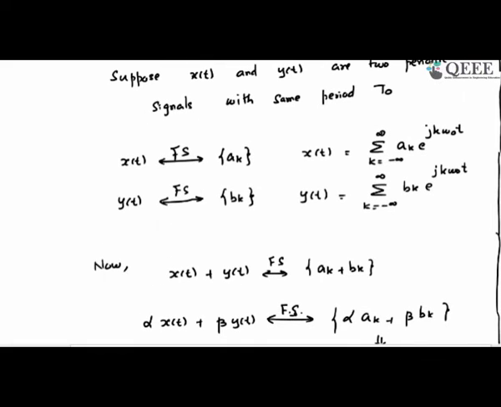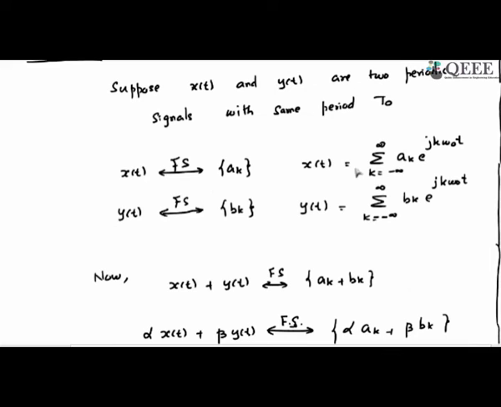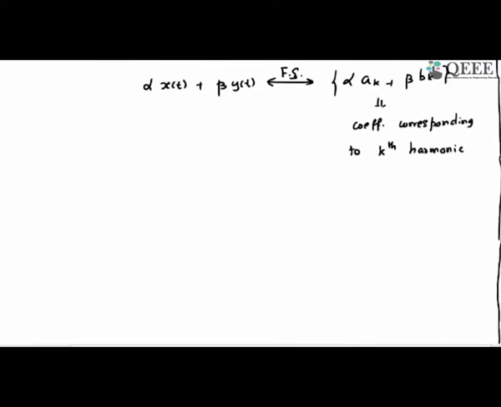If I multiply x of t by alpha, it simply multiplies the Fourier coefficients by alpha. Similarly, if I multiply y of t by beta, it simply multiplies the Fourier coefficients by beta. When you sum, you just sum these Fourier coefficients. So this is straightforward. It is an important property called linearity.